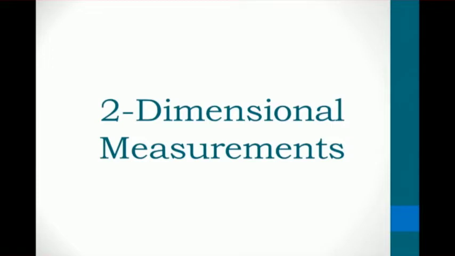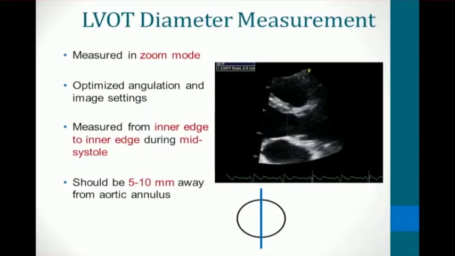First, let's talk about the 2D measurements, in particular the LVOT. The LVOT diameter should be measured in Zoom with optimized image settings to clearly define the left ventricular outflow tract. Measure the diameter with inner edge to inner edge technique, and the caliper should be 5 to 10 millimeters below the aortic annulus. Additionally, it may help to do a lateral to medial sweep through the valve to make sure the widest diameter is measured.